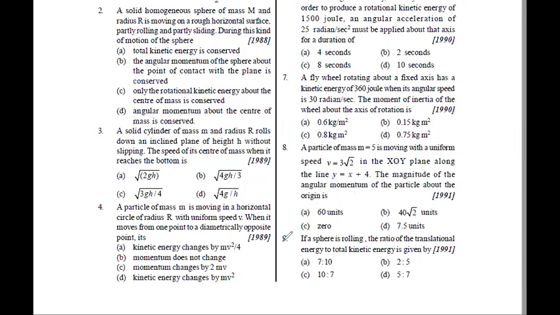Okay. Now, 8th one done, 9th one. I hope all of you understood 8th one. All of you understood 8th one? Yes or no? Right? Now, 9th one. If a sphere is rolling, the ratio of translational energy to total kinetic energy is given by. Now, this is just, right? This is just the ratio of I by M. Yes or no?